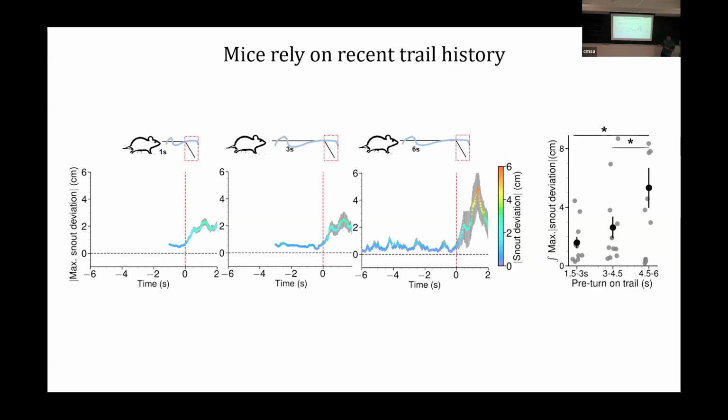So we think that it's kind of like an expectation that the animal has that, if it's been following the trail for some amount of time, it's confident that the trail is actually going forward, and therefore when the trail unexpectedly bends, it still continues with a larger excursion before coming back.